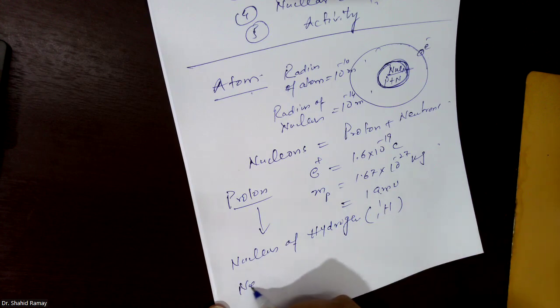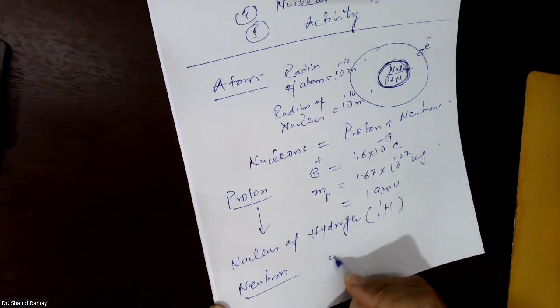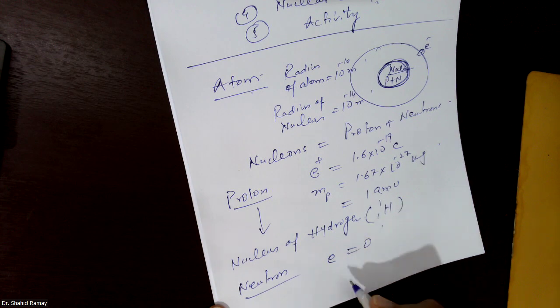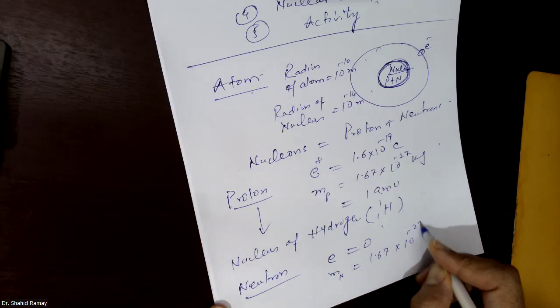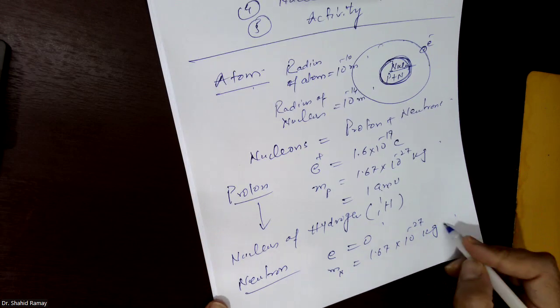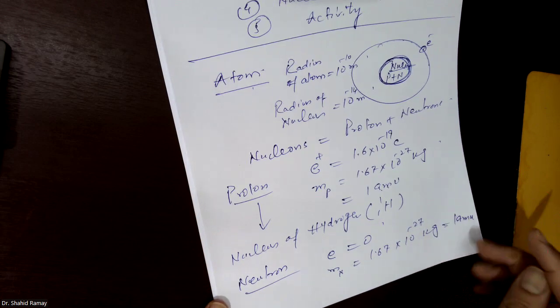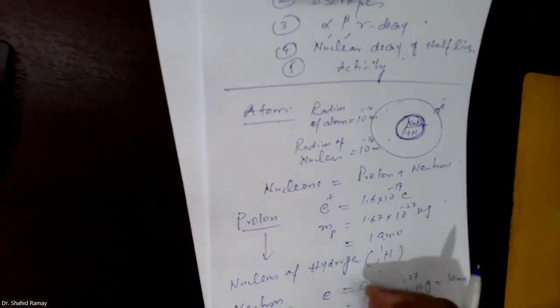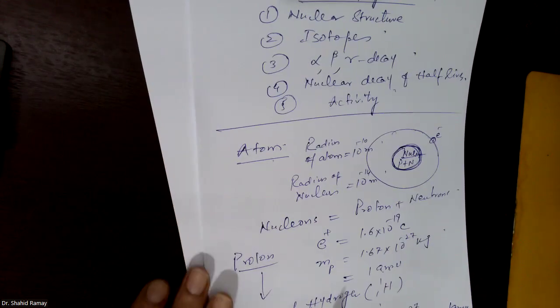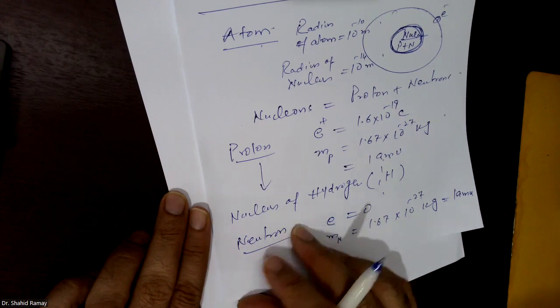And the neutron, you know that it has no charge. So the charge of the neutron is 0, and the mass of the neutron is equal to 1.67 into 10 raised to power minus 27 kg, which is also equal to 1 atomic mass unit. So this is about proton and neutron. You should remember this one. But the most important thing you should remember is the atomic number Z and the mass number A.